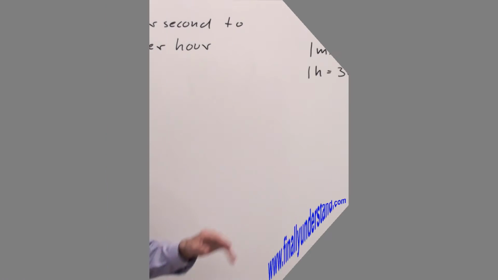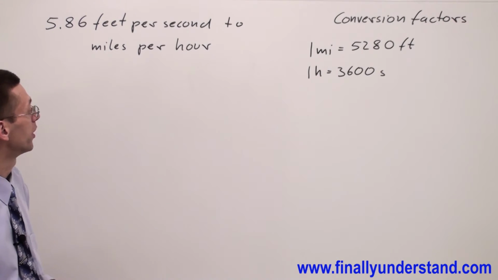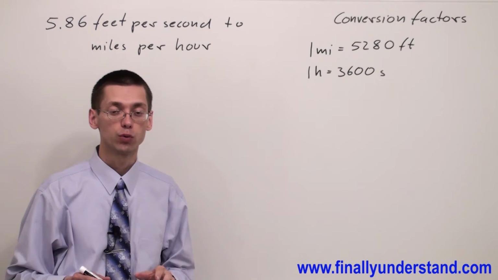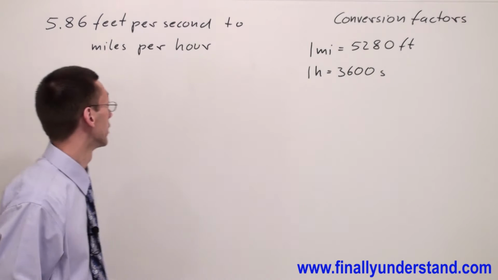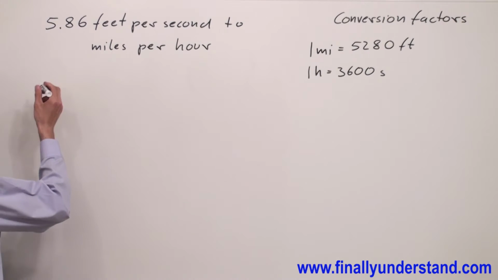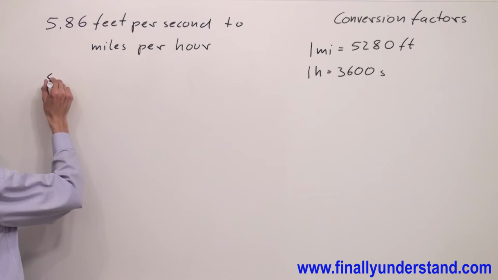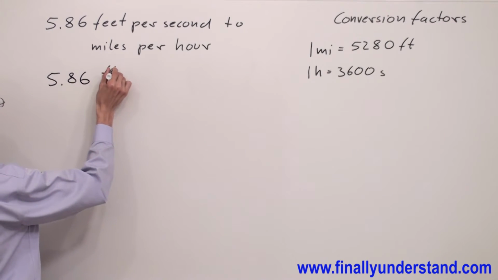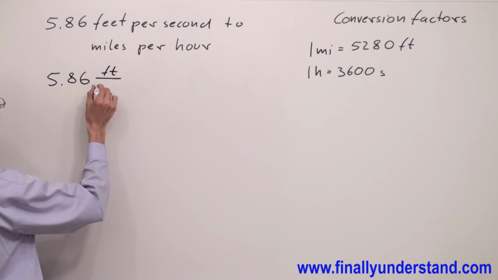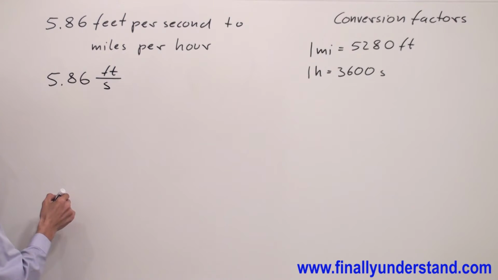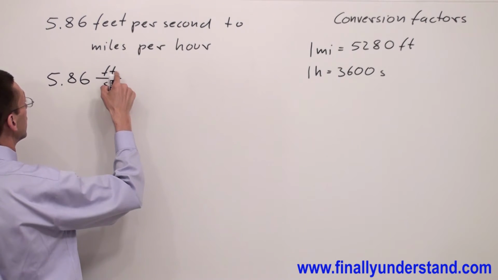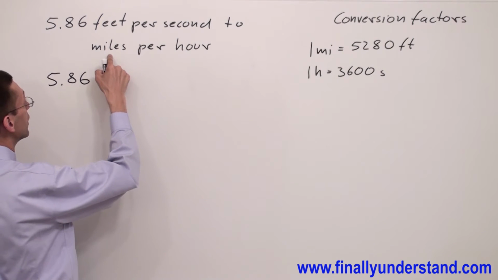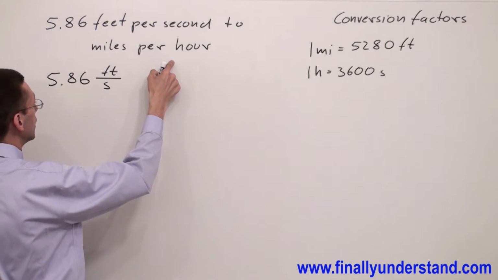This time we're supposed to convert 5.86 feet per second to miles per hour. What we're going to do first, like always, we're going to rewrite the problem. And I have 5.86 feet per second. I want to convert feet per second to miles per hour.